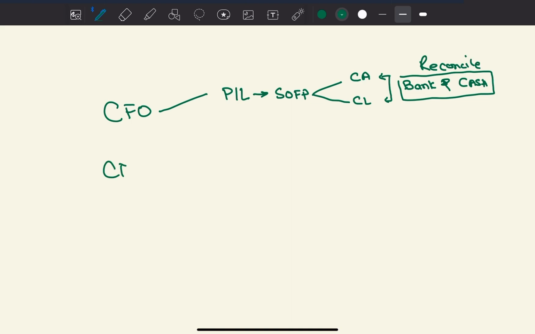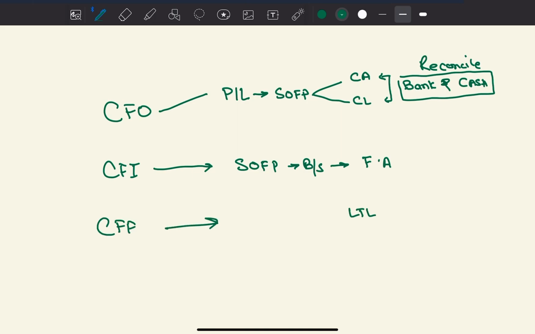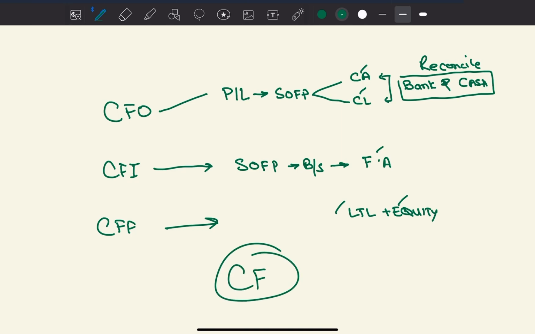So when we are preparing cash flow from investing, we are looking at the statement of financial position, that is the balance sheet, and specifically at fixed assets. In cash flow from financing we are looking at long term liabilities and equity. These are the elements of the accounting equation: assets equal liabilities plus equity, and we look at all of these to prepare the cash flow statement. The importance of the cash flow statement is that it tells us about the company's health, where the money is coming in and where the money is being spent.